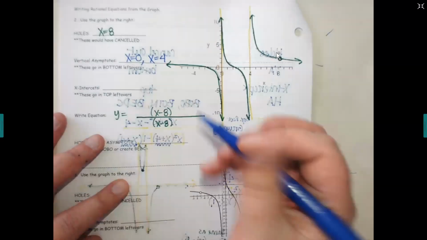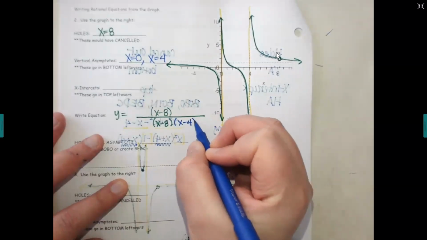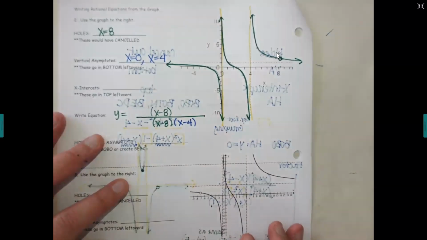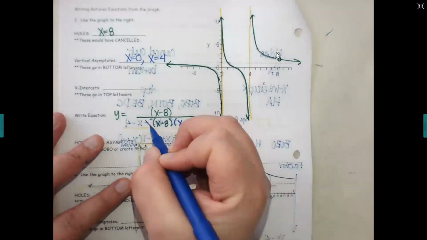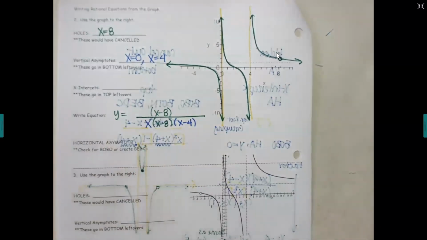So for the 4, I'm going to put an x - 4 on bottom. How will I get an x equals 0? Do you remember where you put the x? Very good, on the outside. Okay, so I'm going to put my x on the outside right here.